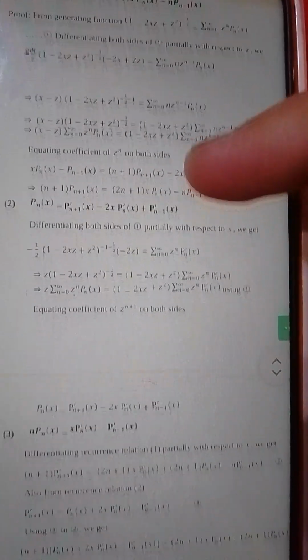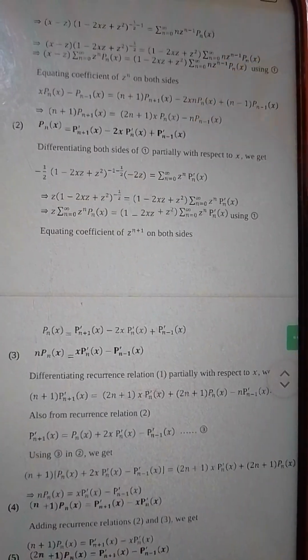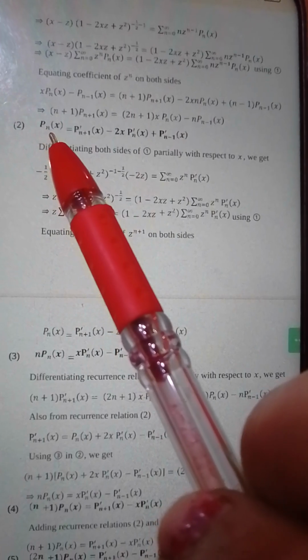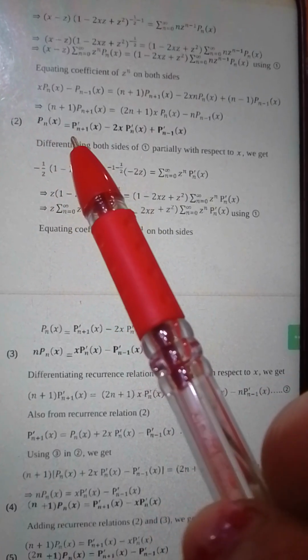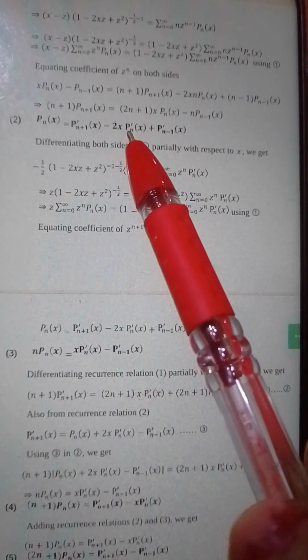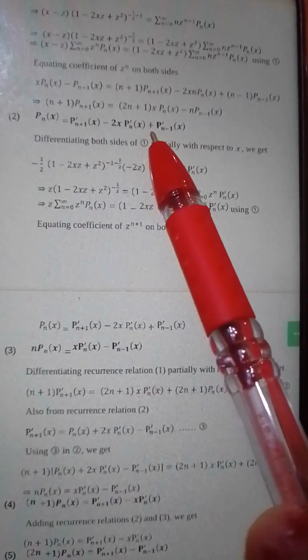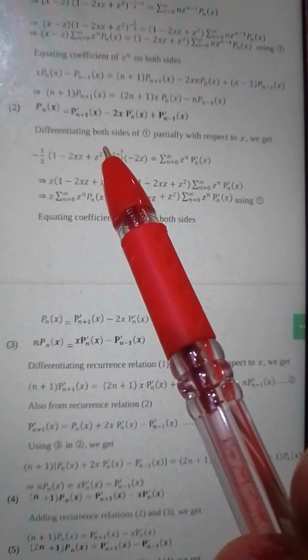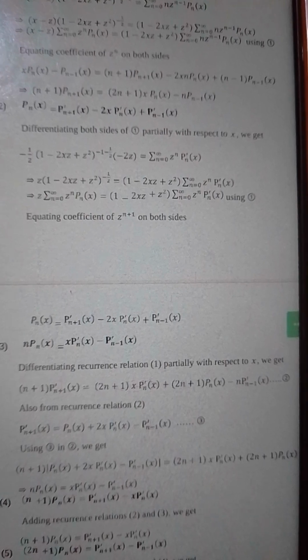Now let us start our second recurrence relation. Our second recurrence relation is P_n(x) equals P'_(n+1)(x) minus 2x P'_n(x) plus P'_(n minus 1)(x). So how will we prove it? It is very simple. Let's start.